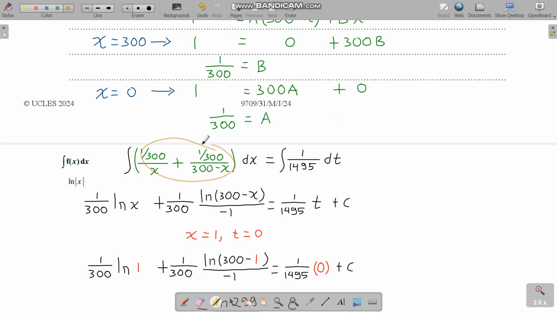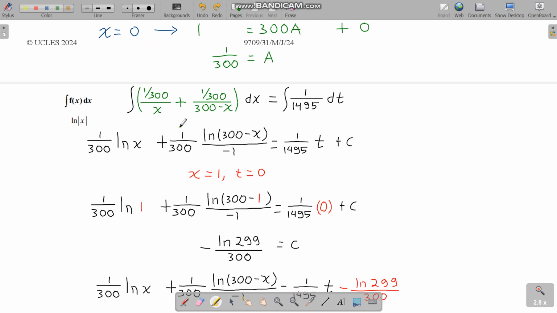So the left-hand side becomes this, and we can integrate everything. For 1 over x we get ln x. For 1 over (300 minus x), we get ln(300 minus x) divided by minus 1, because the derivative of the denominator is minus 1. We don't do that for x because its derivative is just 1. On the right, this is just a number, so the integral is that number times t. Now we have the general solution after integrating.